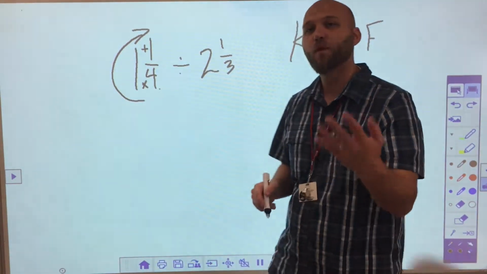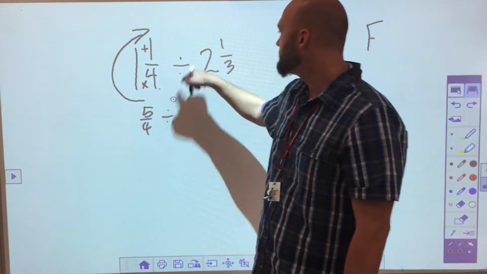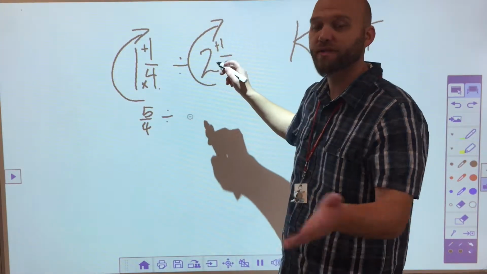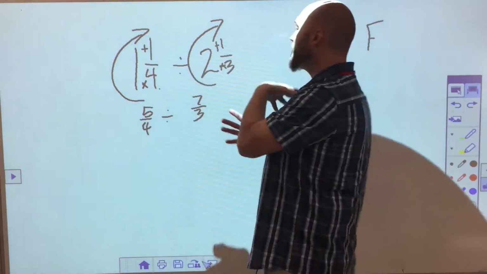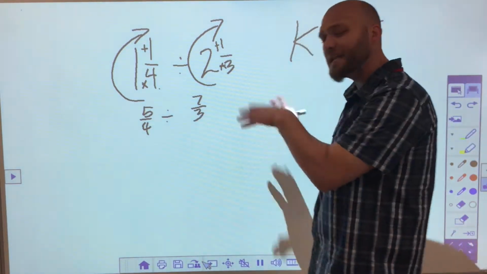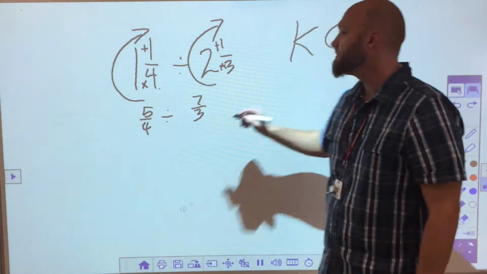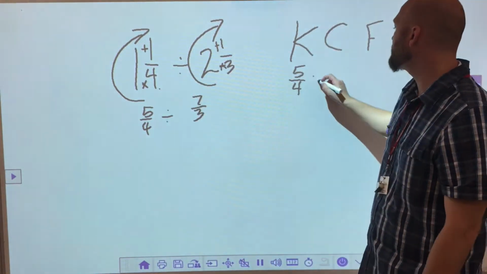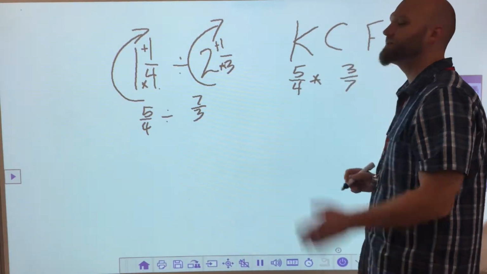So I have 4 times 1, which is 4, plus 1, which is 5/4. 2 times 3 plus 1, again, C method around. 3 times 2 is 6, plus 1 is 7/3. What this problem is, 1 1/4 divided by 2 1/3, is actually 5/4 divided by 7/3. Now I have fractions that I can divide using my keep it, change it, flip it. So I'm going to keep my 5/4. I'm going to change division to multiplication, and then I'm going to flip 7/3 to 3/7. Keep it, change it, flip it.